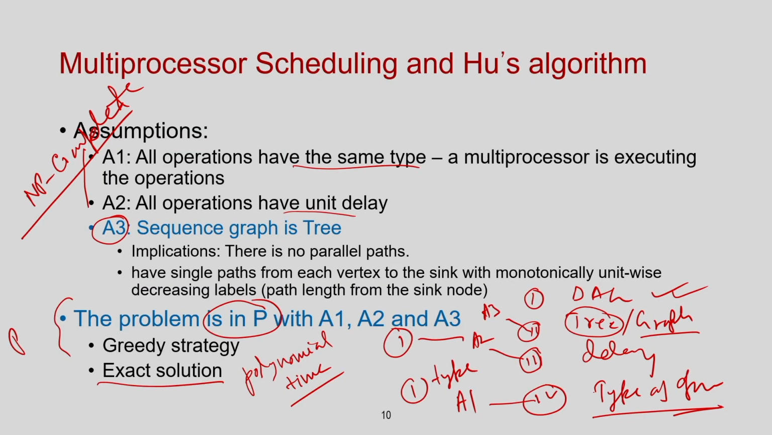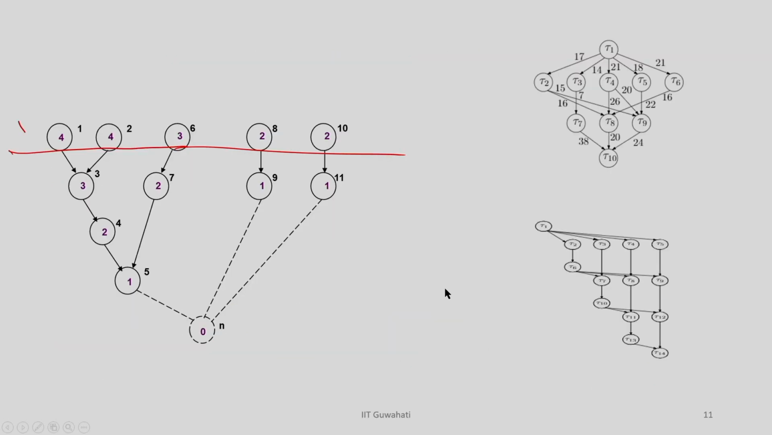Why? This is because of this property. If you think about a single path from any vertex to the sink node, you can have a monotonically unit-wise decreasing level, which is basically the path length. Looking at this graph, if you take a path, the node has some level, say 0 here, the distance from the sink node is 1 for this node, 2, this is 3 and this is 4. So this is the length of the path and this is monotonically increasing, right.